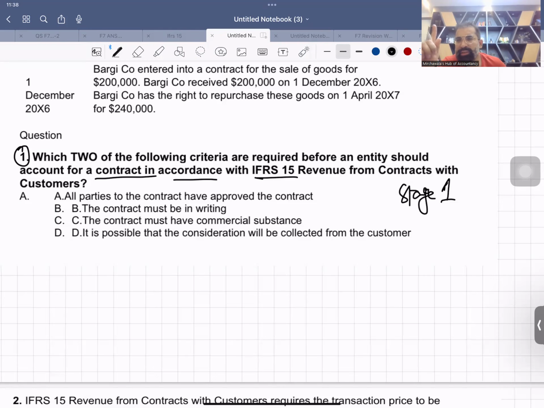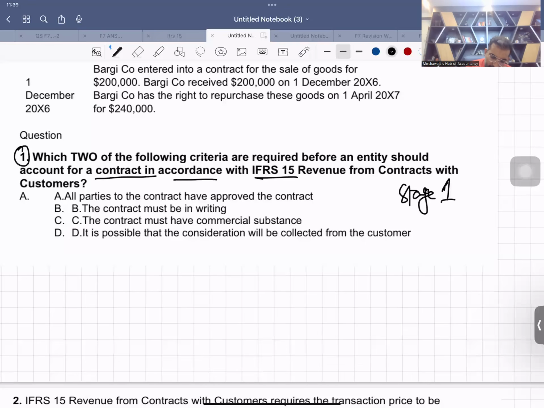In stage 1, I always say that the contract must be strong. The contract must be understood by both parties. There should not be a vague contract. It should be enforceable and understood by both parties. The terms and conditions should not be vague. And one more thing, there should be some commercial substance. It should not be a charity where we are not earning something.